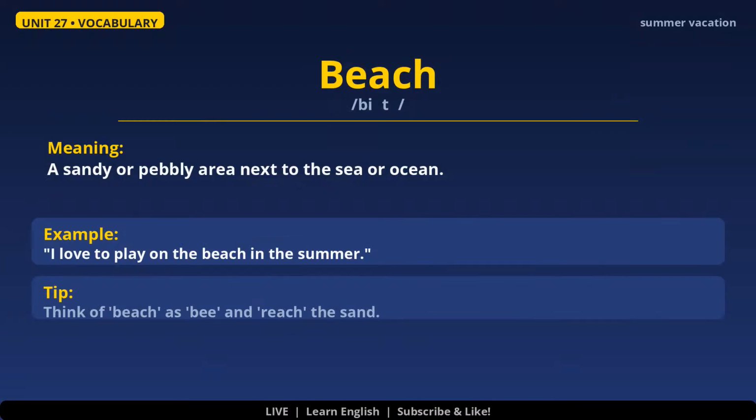The word is beach. A sandy or pebbly area next to the sea or ocean. Here's an example. I love to play on the beach in the summer. Remember, think of beach as be and reach the sand.